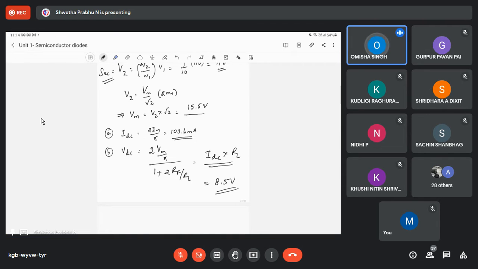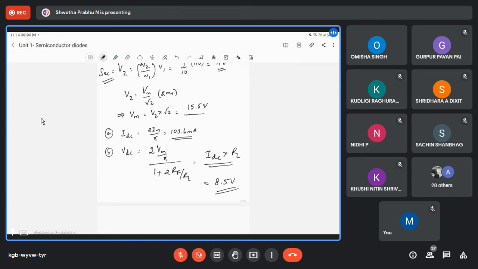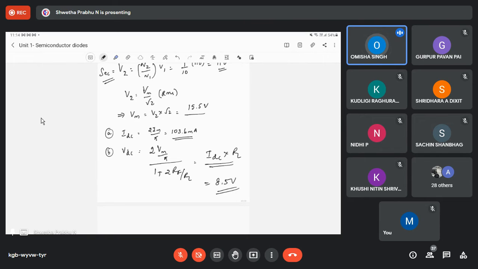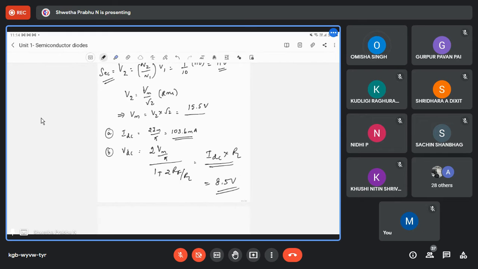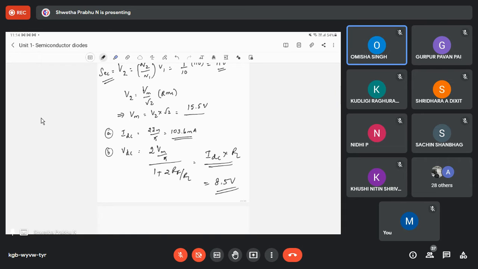Ma'am, for the CIE, will the derivations of all these equations also be there? Derivations, they'll not ask. So we just need to remember the formula, right? Yes. See, I would have given the equations directly, but you'll not understand those parameters if I write them directly. That is the reason I did the entire derivation. Okay, ma'am. Thank you, ma'am.